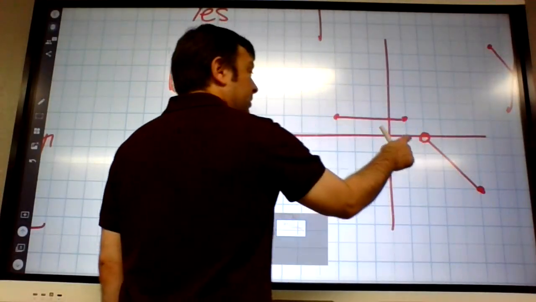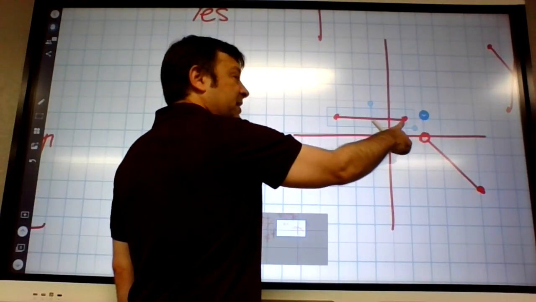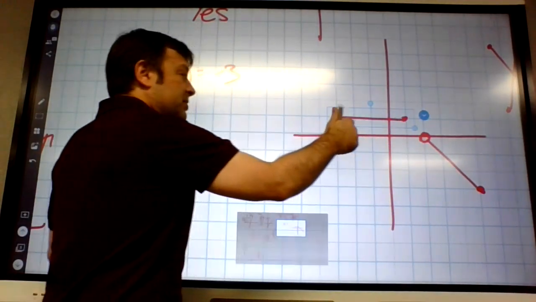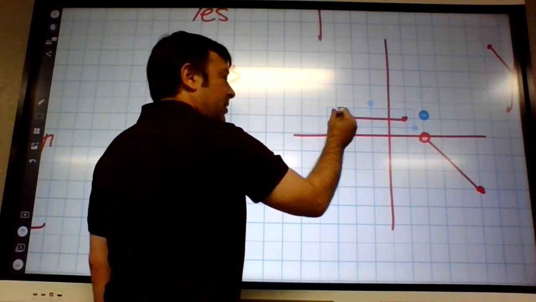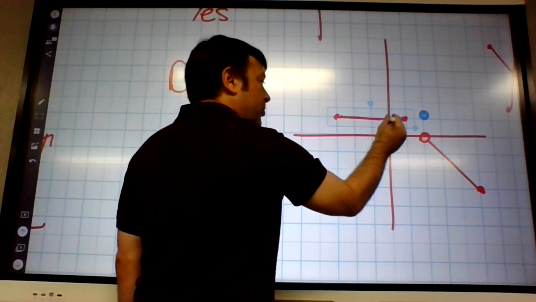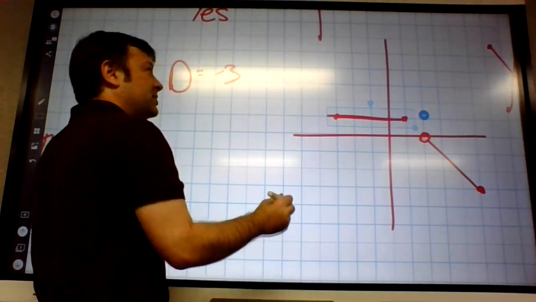Let's just stick with this one for now. What's the x value right there? 1. So not only are -3 and 1 included, but all the points in between those are included. So how do we show that?